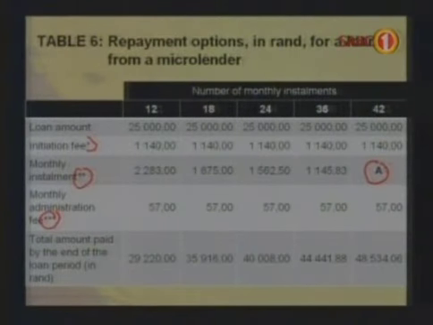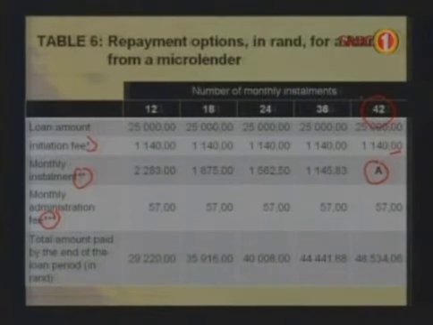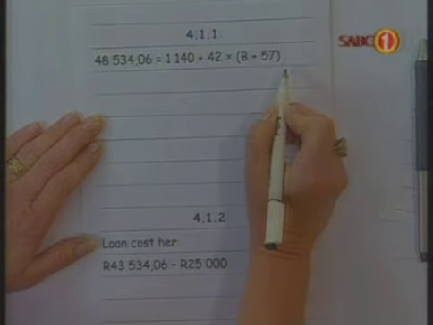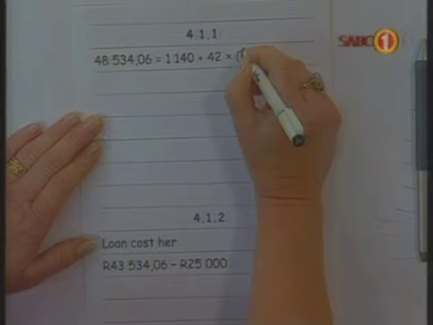Okay, so we will need to find out what the monthly installment is. So we've got our formula, and the formula told us that the total amount paid is going to be your initiation fee, this one over here, multiplied by the number of months, which we've got at the top here, and multiplied by the sum of these two amounts. So I've started that equation up on the piece of paper, and that is what our value is going to be, except this is supposed to be an A.